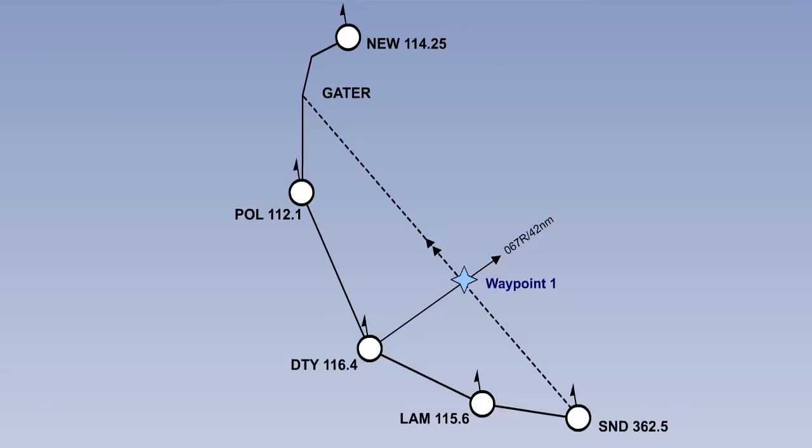The first waypoint has a bearing of 067 degrees from the Delta Tango Yankee VOR, so it is on the 067 radial, and it is 42 nautical miles away from the beacon. The pilot selects the waypoints, plots, then measures range and bearing from the VOR DME. Waypoint 2 is created at a bearing of 066 degrees from the Papa Oscar Lima VOR DME, and at a distance of 29 nautical miles.